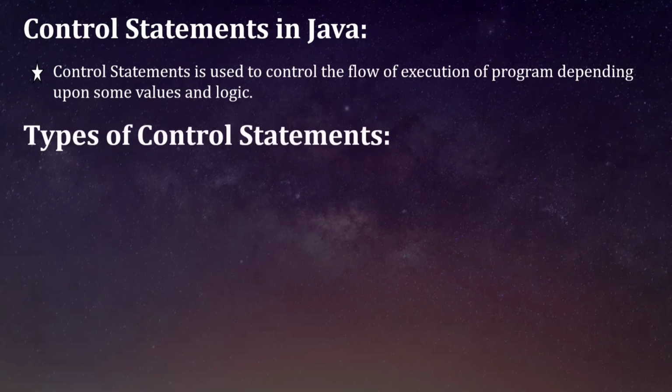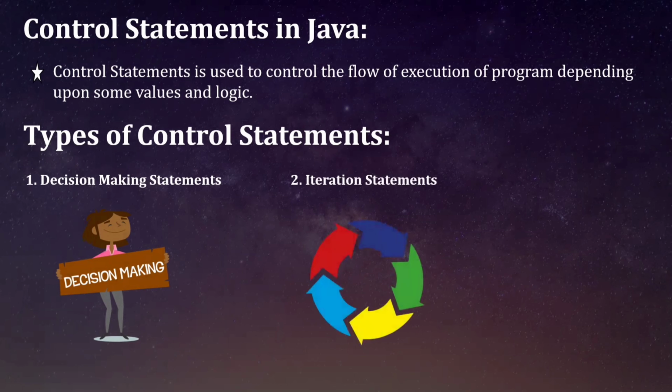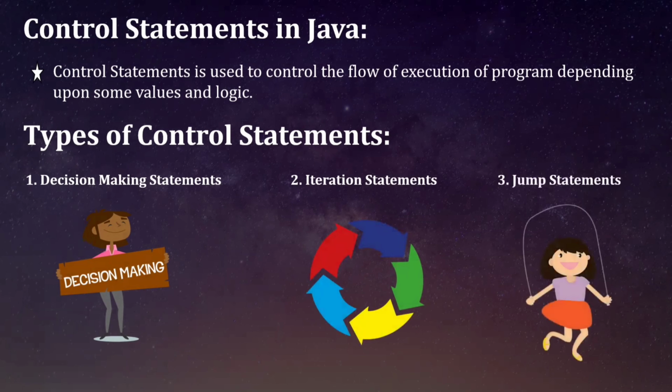Then types of control statements. There are three types of control statements in Java. First one is decision making statement, which is also known as conditional statements. Second one is iteration statements, which is also known as looping statements. Last one is jump statement. In this video, we are going to learn about the decision making statement alone. We can learn other two types of control statements in the upcoming videos.